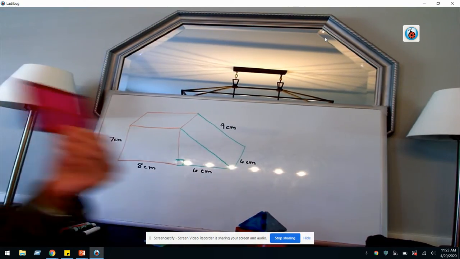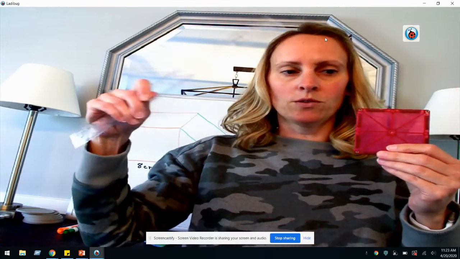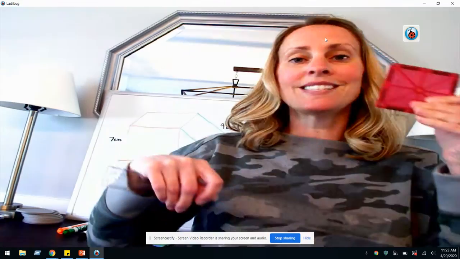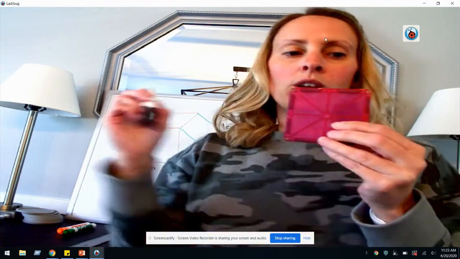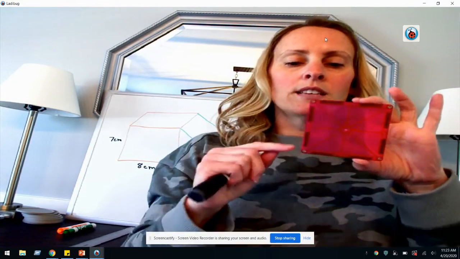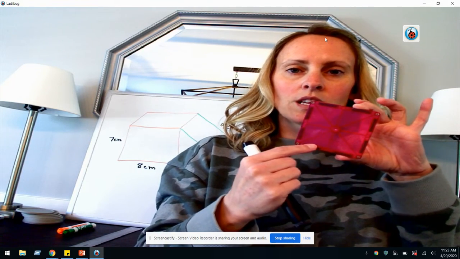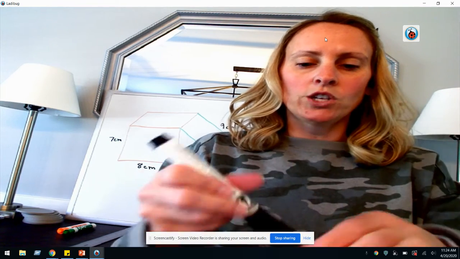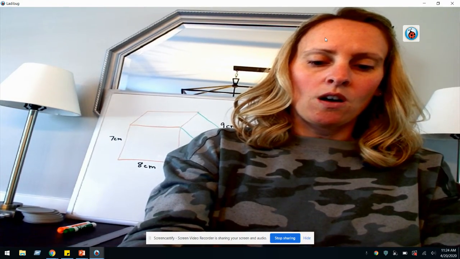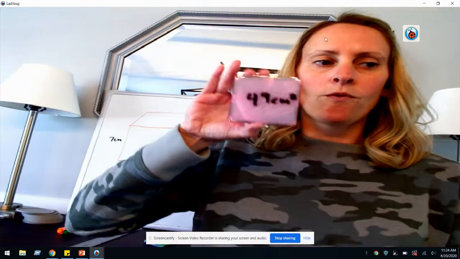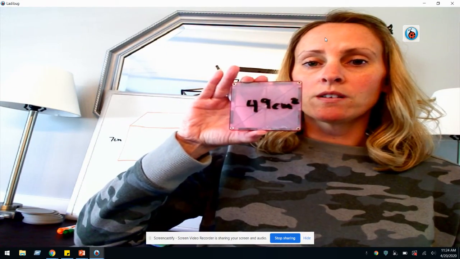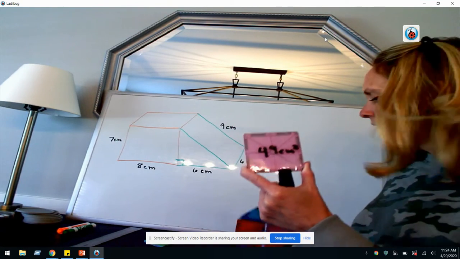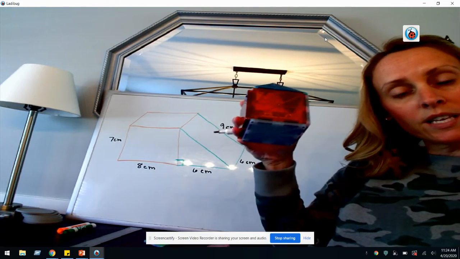And I have this ruler. So if I look and I'm like, oh, this square measures 7 centimeters. So if this square here is 7 centimeters, that means the area of this square would be 7 times 7, which is 49 centimeters squared.